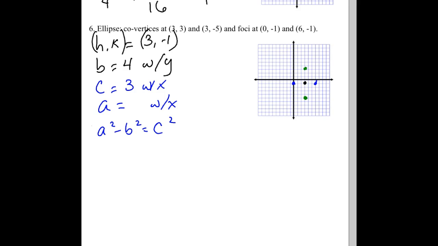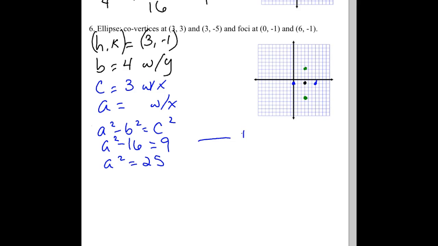Okay, plug in what we know. B was 4, so this would be 16. C was 3, so squared would be 9. We add 16 over with the 9. A squared is 25. And we know that A is 5, but I really need the squared version in my equation anyway, right?